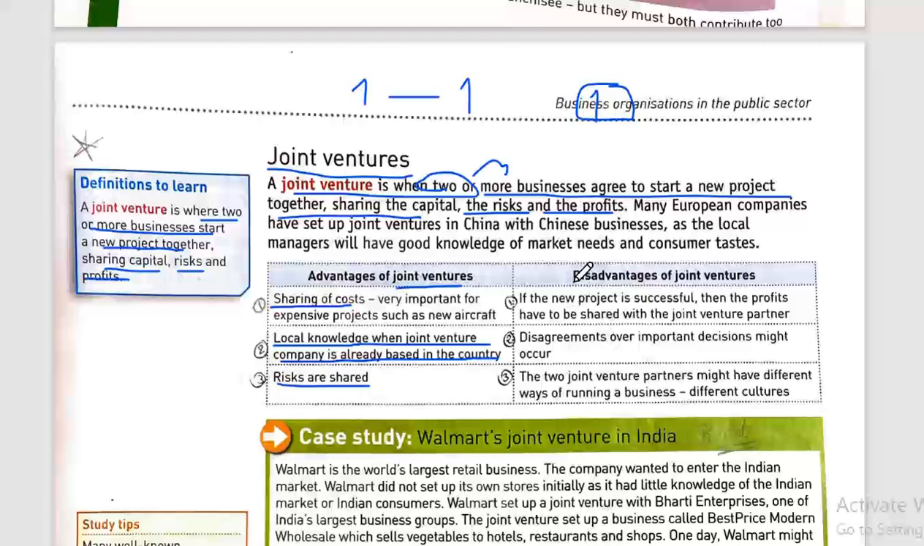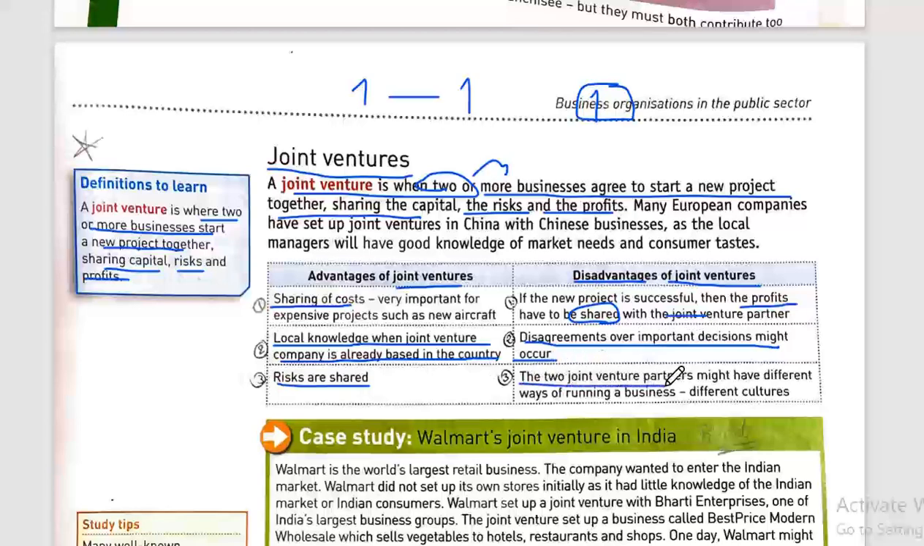Meanwhile, when I'm talking about the disadvantages of a joint venture, if the new project is successful, then the profits have to be shared. So sharing profits is not going to be a pleasant thing, because I'm not going to take all the profit for myself; I'm going to split it up with the other businesses that joined me. Also, disagreements over important decisions might occur. If I'm joining with another business, we might disagree on specific or important decisions related to the business.